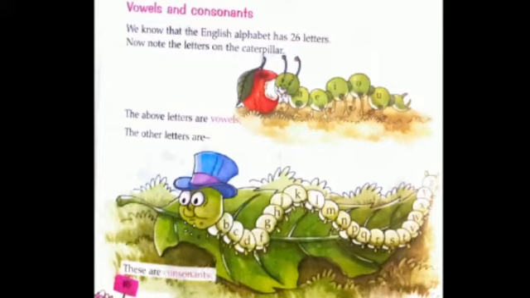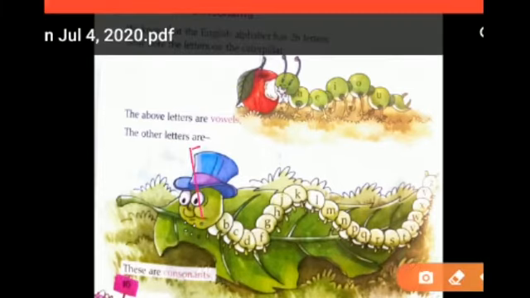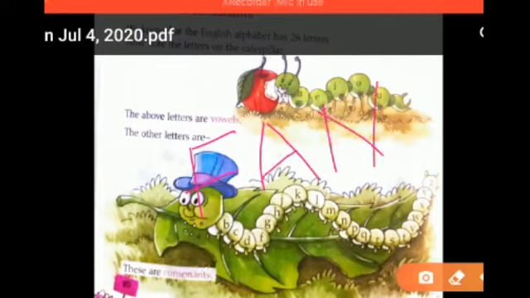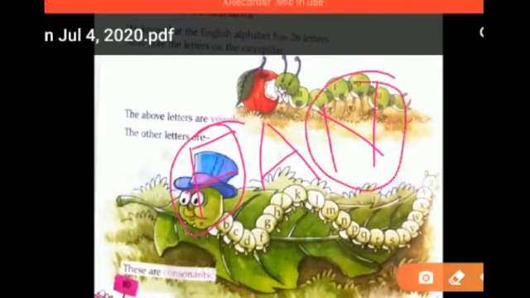I'll tell you some examples. Like if we say F-A-N, fan, if we write F-A-N, fan, look at here. F-A-N, fan. Okay, so F is our consonant as well as N is our consonant, whereas A is our vowel, right? So this is the example of vowels and consonants.